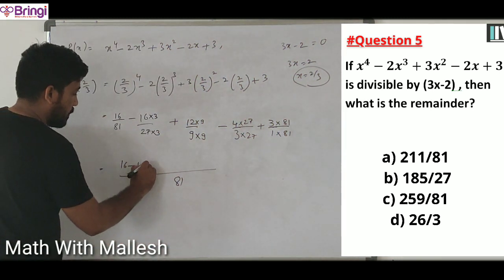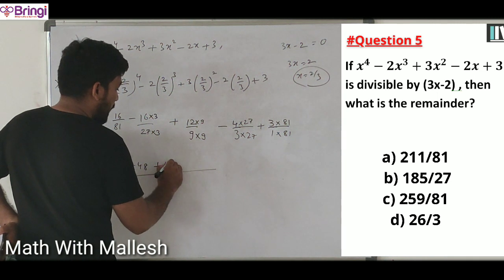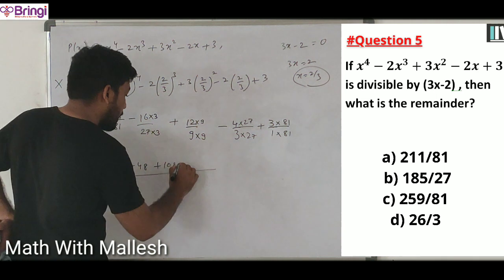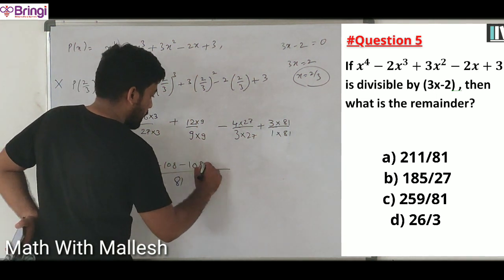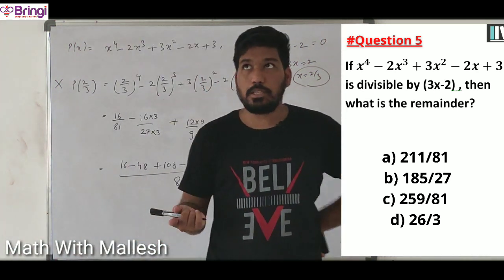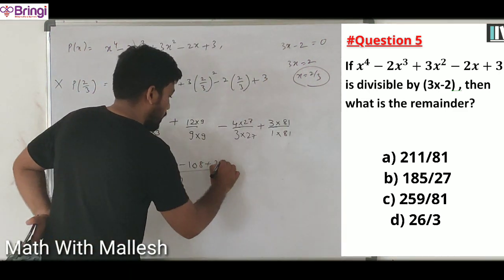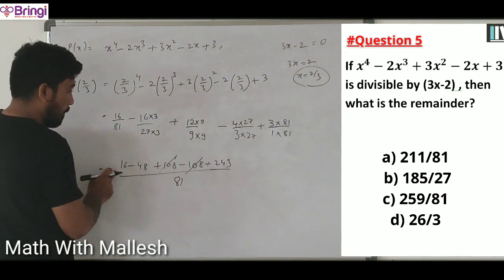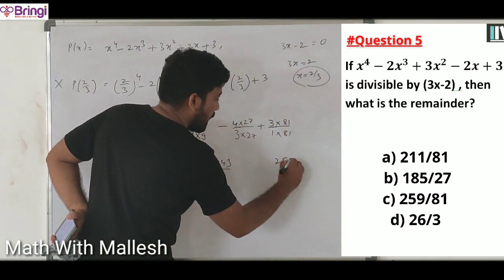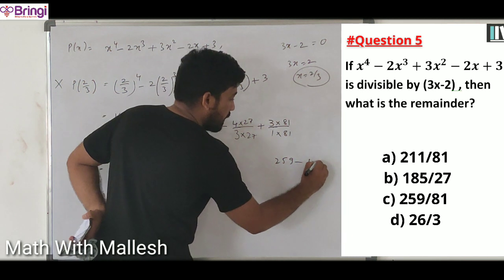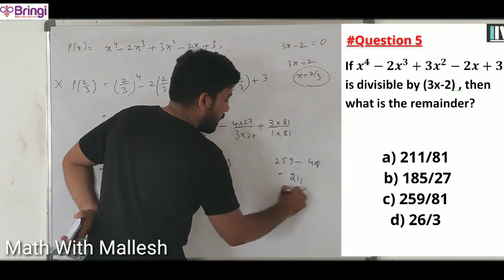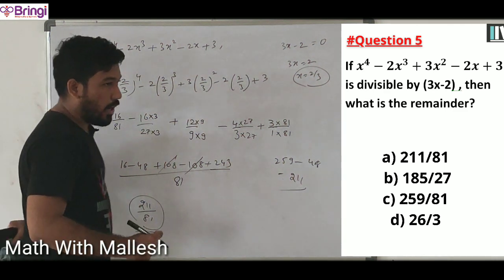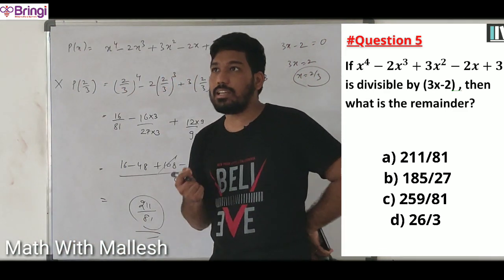16 minus 48 plus 108. 420 is 80 plus 4 7 is 28, so total 108 on negative, and 381 is 240 plus 3, 243. So if you cancel 108 and 108, 243 plus 16 is 259, and if you subtract 48 you are going to get 211. So the answer is 211 upon 81.